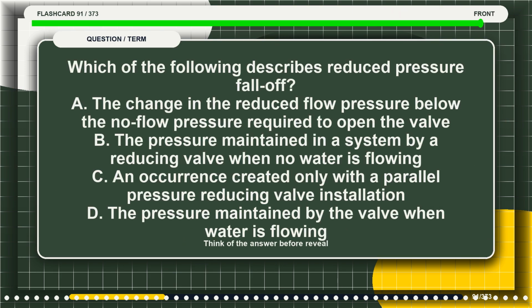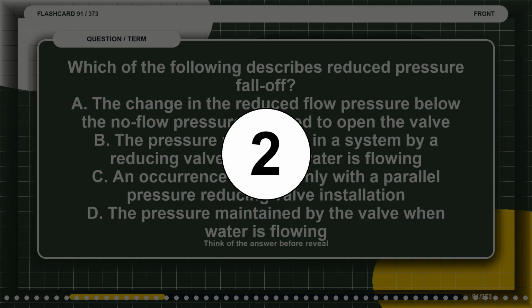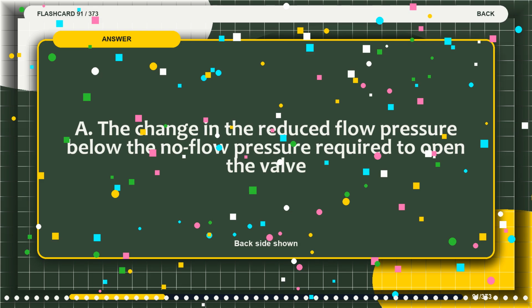Flashcard 91. Which of the following describes reduced pressure fall off? A. The change in the reduced flow pressure below the no flow pressure required to open the valve B. The pressure maintained in a system by a reducing valve when no water is flowing C. A current created only with the parallel pressure reducing valve installation D. The pressure maintained by the valve when water is flowing. Think of the answer before the reveal. The answer is A. The change in the reduced flow pressure below the no flow pressure required to open the valve.